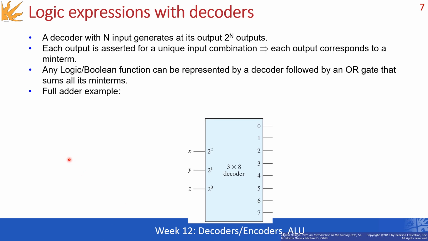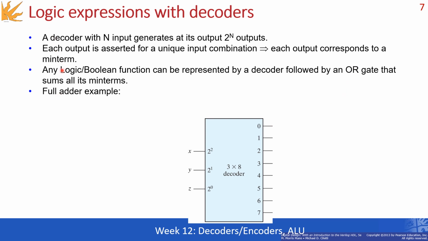As we've seen in the previous examples, if you have a decoder that has n input bits, then it's going to generate 2 to the power of n possible outputs. Each output is asserted for a unique input combination. If you give a different combination, you will activate a different output of a decoder. And each output will correspond to a different minterm in the corresponding truth table.